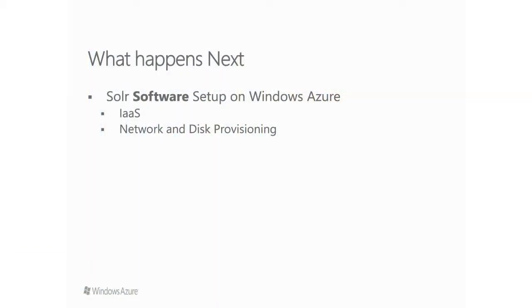So what happens next after that, whether or not you go through VM Depot or through the dashboard, it sets up your software. It sets up an infrastructure as a service instance, and does network and disk provisioning depending on your availability set configuration and stuff like that, either local or geo-replicated.